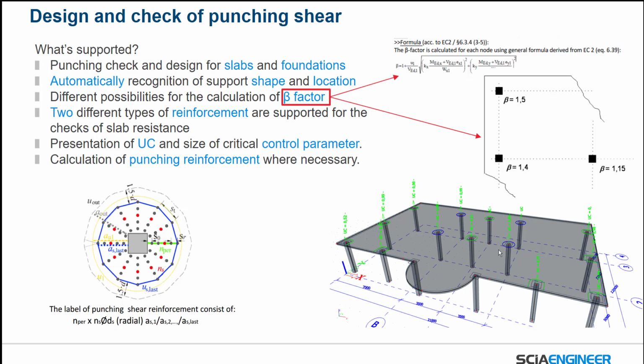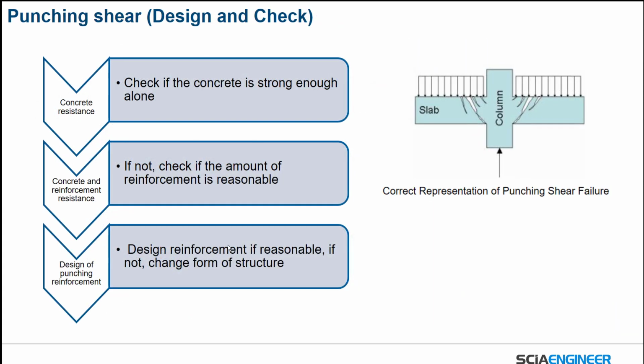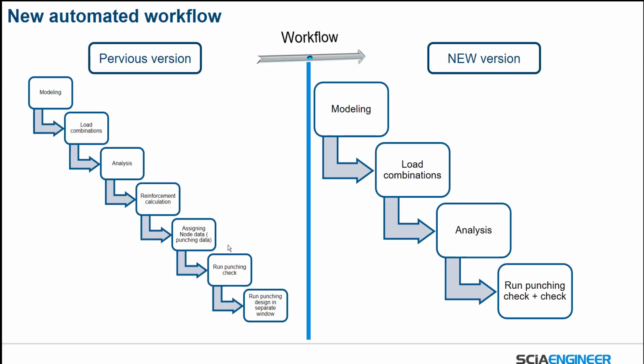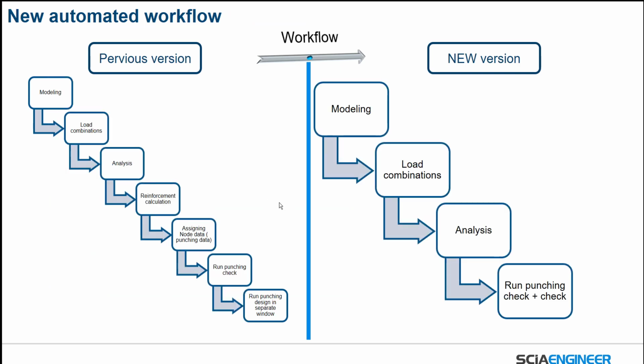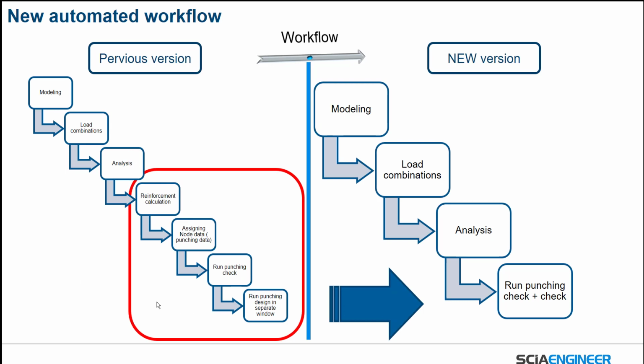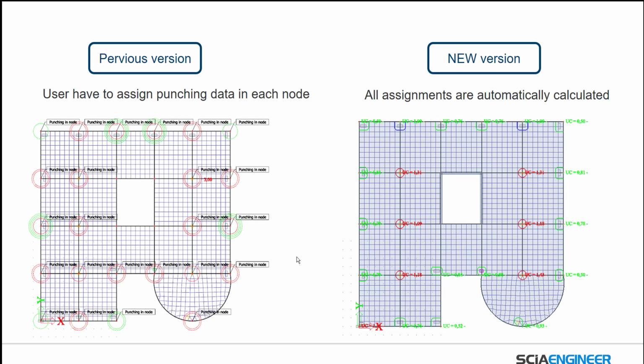In case the resistance of the concrete together with the longitudinal reinforcement is not enough, then SIA will calculate some punching reinforcement, in this method only, radial. Next, here I already explained this point to you: how we improved the workflow, and now we have automatic things, and this could save time.